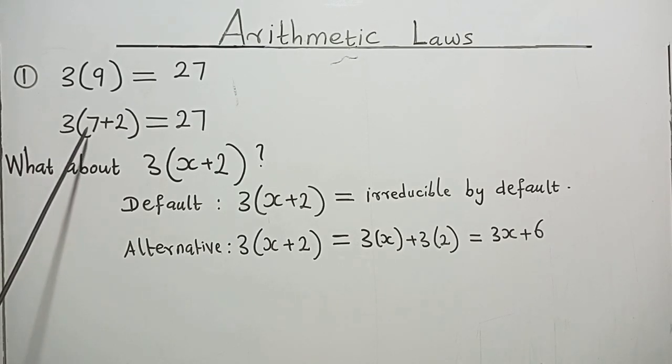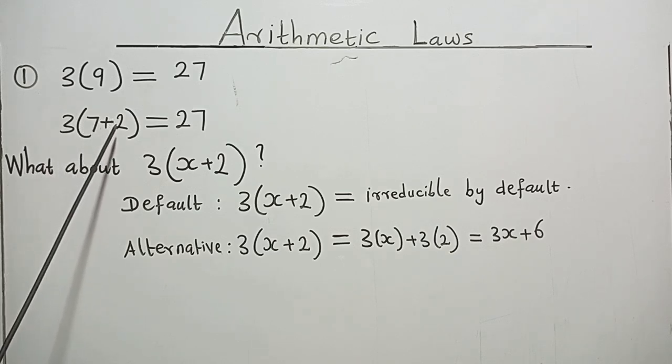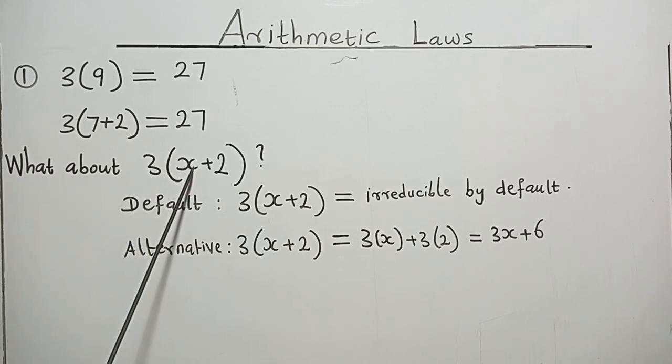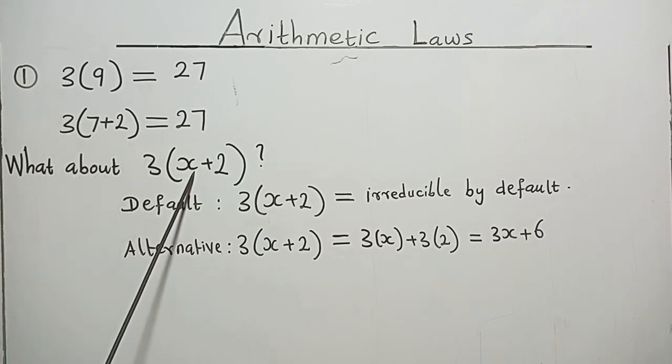In the case of 3 bracket 7 plus 2, where everything we are carrying out operation with is known, is called pure arithmetic. So 3 bracket 7 plus 2 is pure arithmetic. But this, in which at least one of the numbers taking part in the operation is a variable, we call algebraic arithmetic. So this is an example of pure arithmetic, but this is an example of algebraic arithmetic.